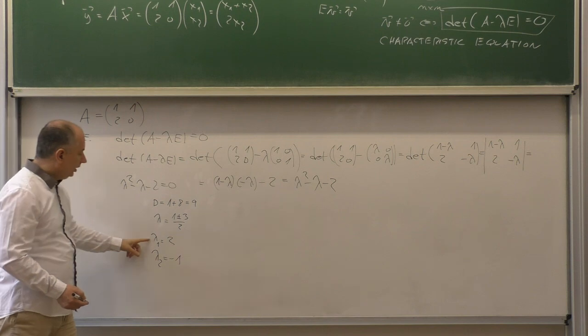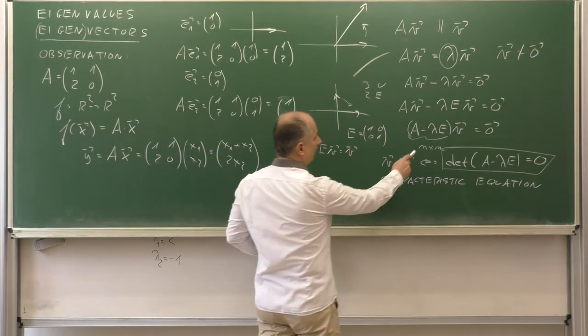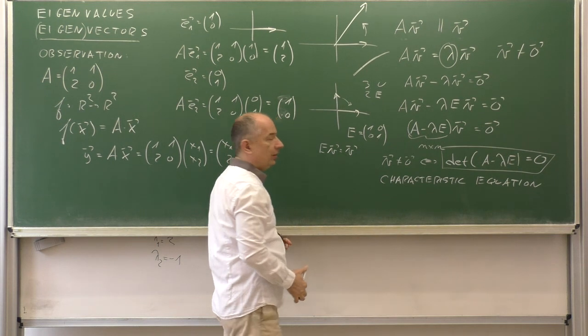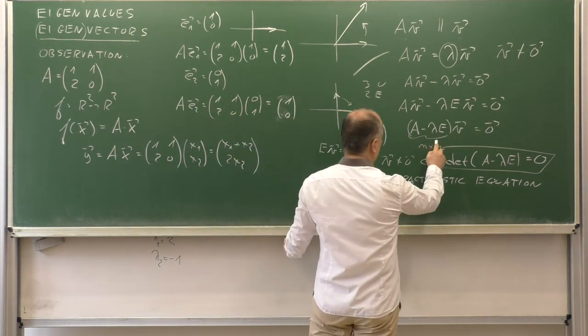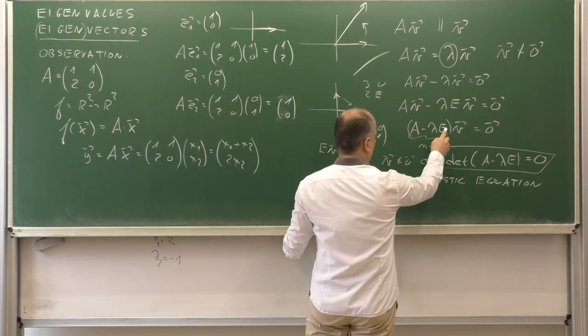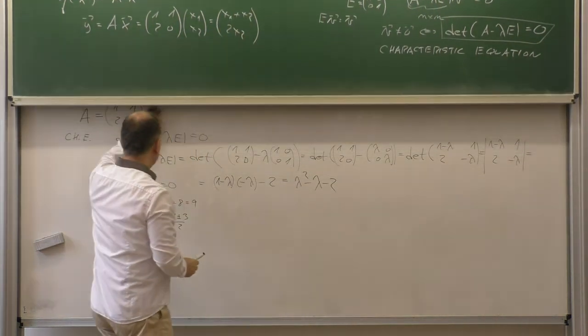Well, and then for each eigenvalue, we want to go here and to find the corresponding eigenvector. So for lambda 1, we compute this matrix A minus lambda E.